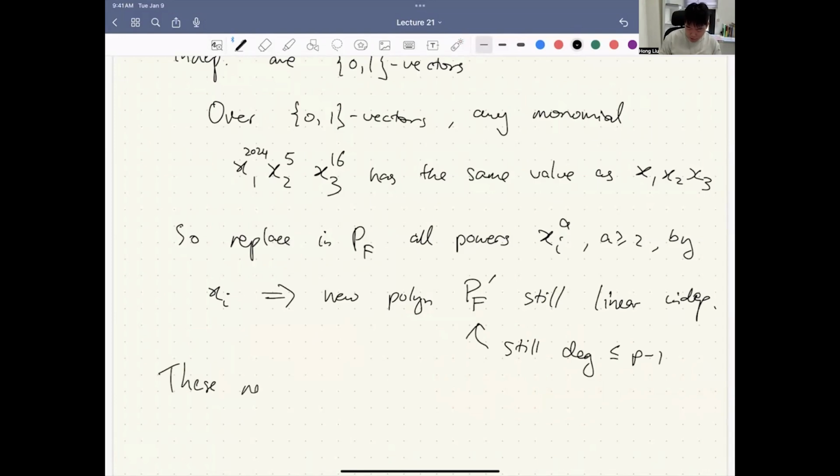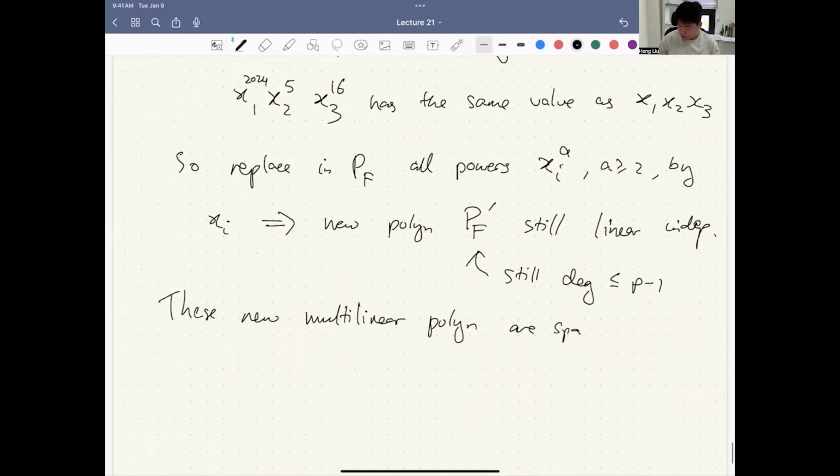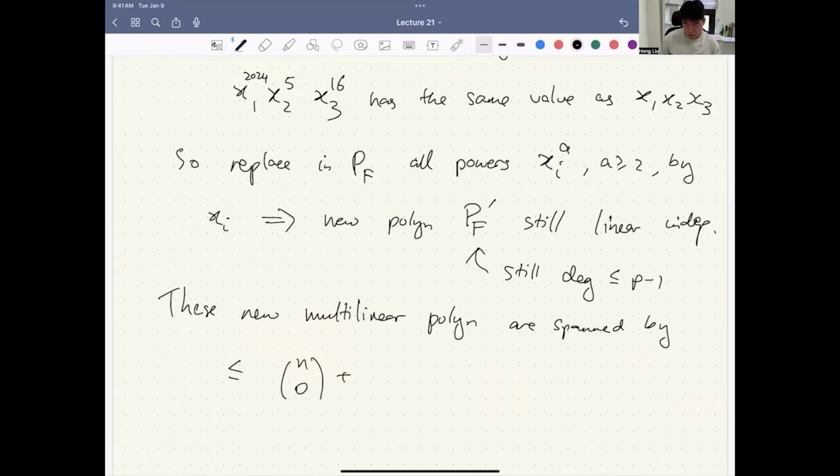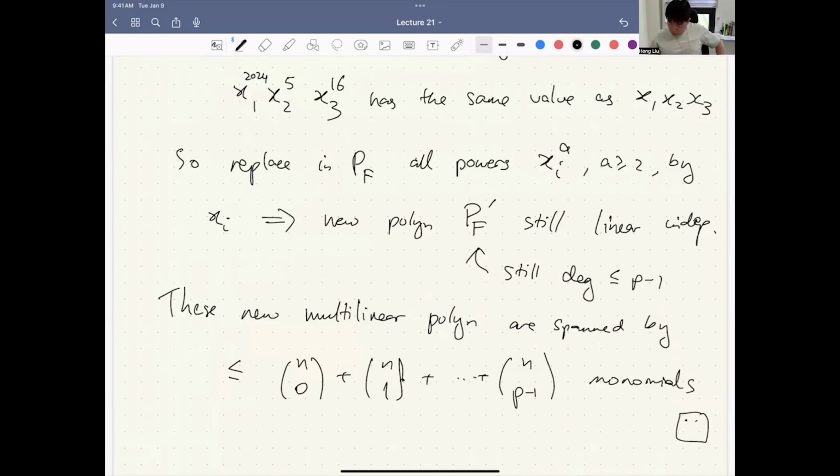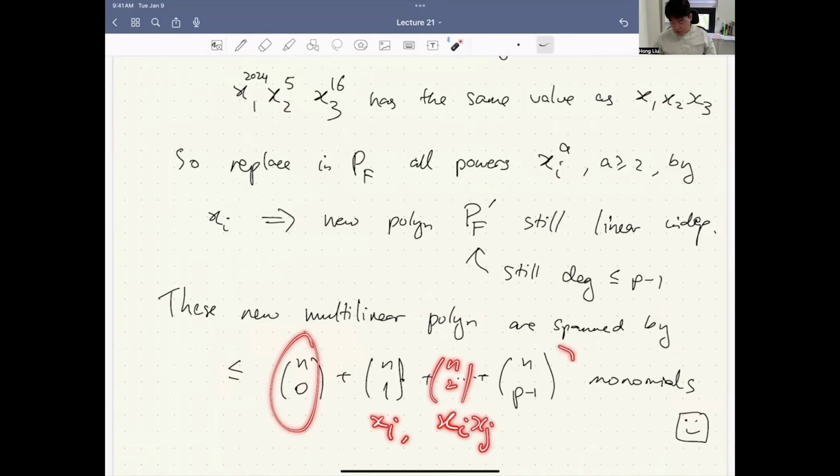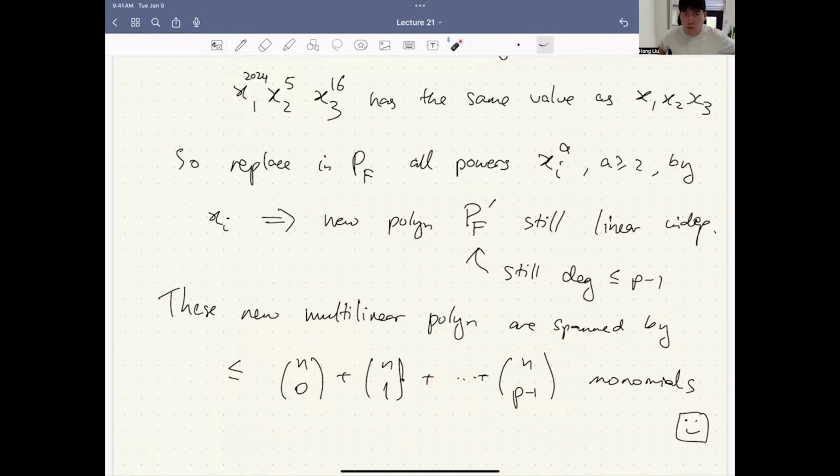And these new multilinear polynomials are spanned by at most these many monomials. And we are done. This means constants, this means x1, singletons xi, this is xi xj, dot dot dot, you choose p minus 1 of them, and so on and so forth. Any question?